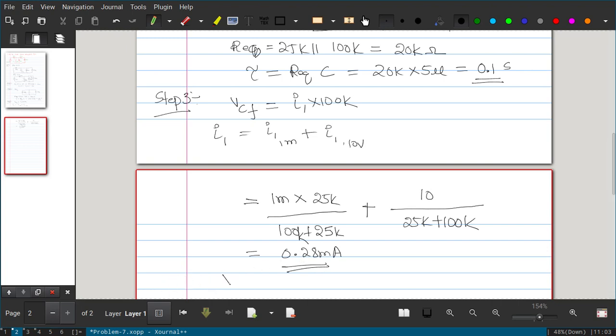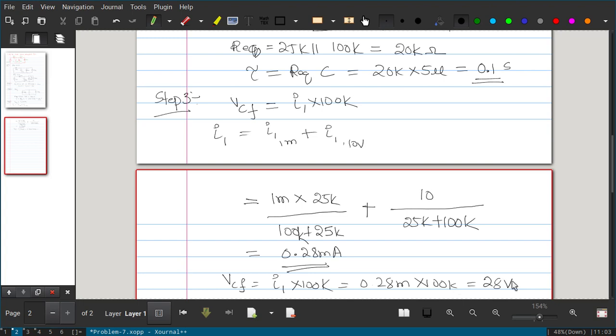Okay, so finally I want VCF, that we already defined. It is I1 into 100k. So that will be 0.28 milli into 100K, that is nothing but 28 volt.